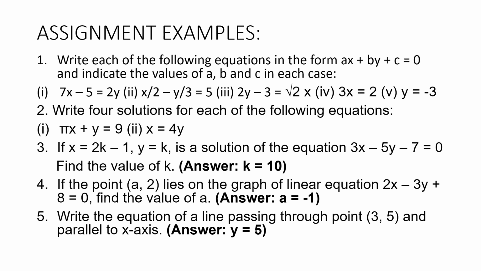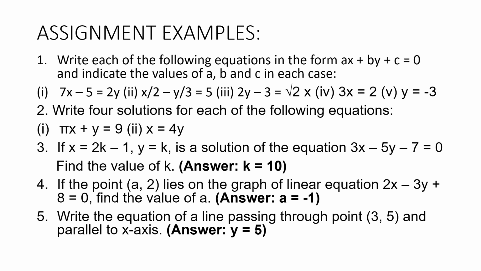Second case, write 4 solutions for each of the following equations. Again over here, everyone can get a different answer, but you know the easy way is first by putting x equal to 0, then by putting y equal to 0, and then by taking different values of x, we can get the different values of y. First equation is πx + y = 9. And the second equation is x = 4y.